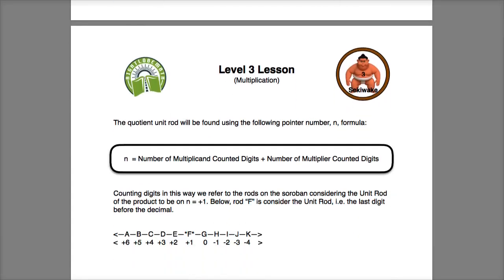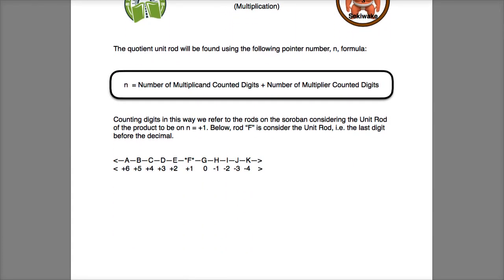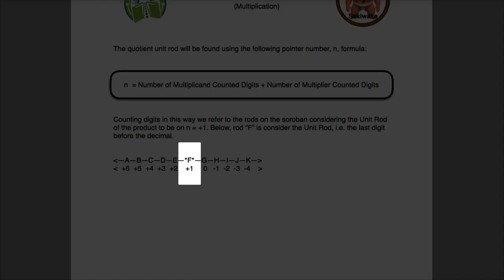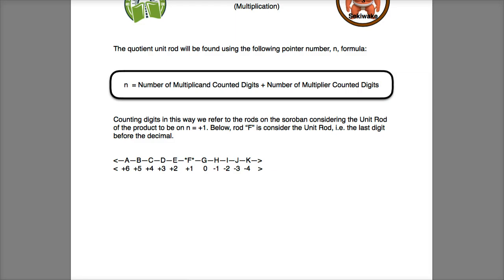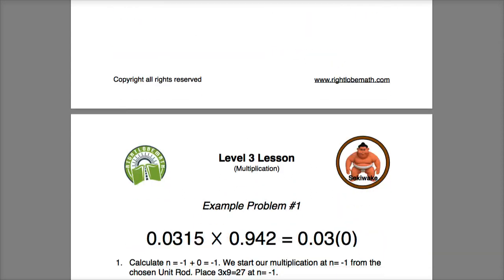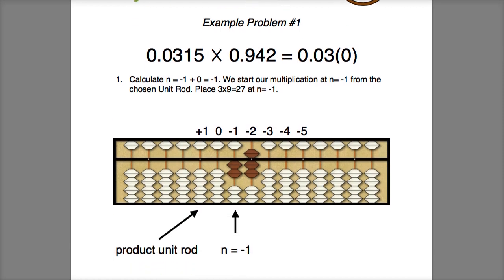So let's go ahead and see how we calculate n. n is simply the sum of the counted digits for the multiplicand and the multiplier. Now, we assign an n value of +1 to the chosen unit rod. So that's how we know where to place our product digits in reference to the unit rod chosen.